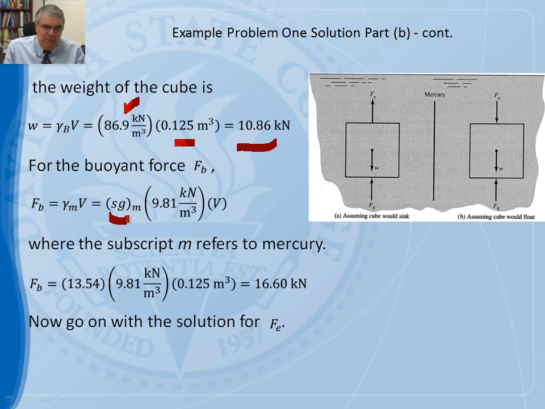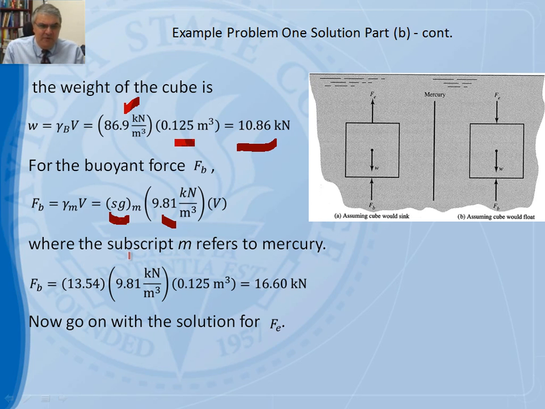So then we multiply that by 9.81 kilonewton per cubic meter. That's for water, right? And then we multiply that by volume. So we are going to calculate the specific gravity, and remember, we always multiply it by 9.81 if we are dealing in metric systems.